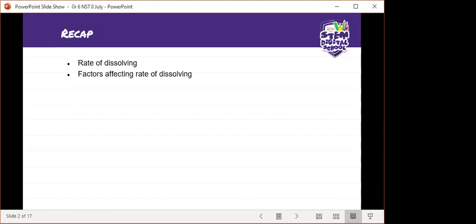What is the rate of dissolving? And also, guys, if you don't know what the answer is, I would suggest that you also write it in the group chat so that we can cover it. Okay. What is the rate of dissolving? When we speak of the rate of dissolving, what are we referring to?